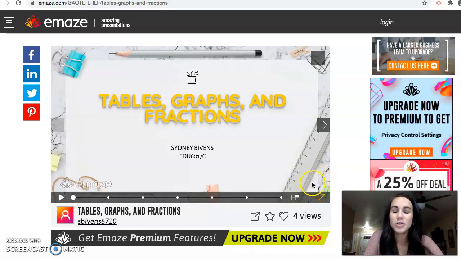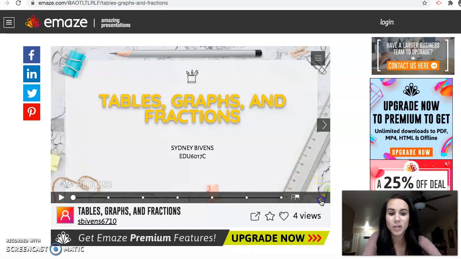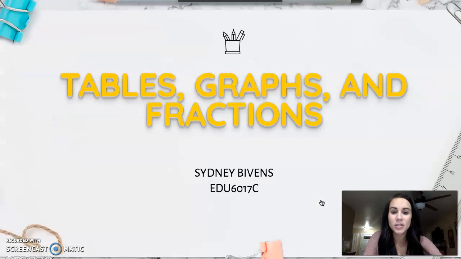So I'm going to be doing my lesson on tables, graphs, and fractions. We have been learning about fractions and graphs this past week. Today our focus is going to be on fourths. So we have learned about wholes, halves, and now we're working on fourths.